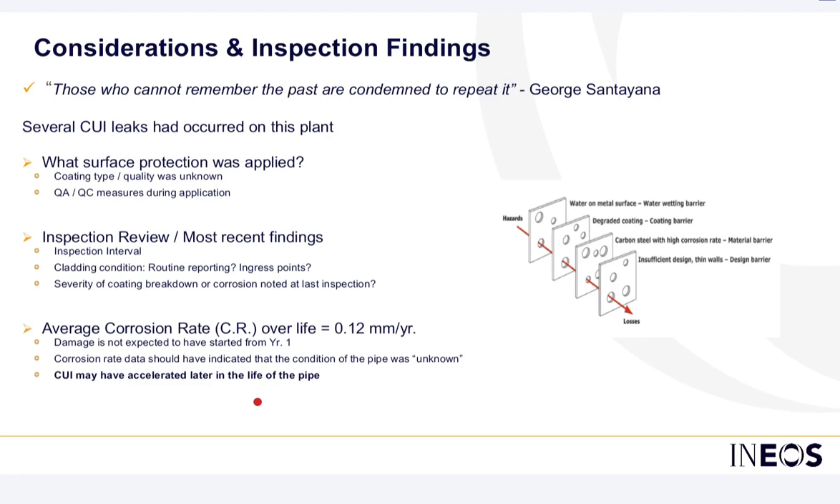So it meant that the pipe existed for some time, and later on, CUI started to take off in terms of rate. So the corrosion rate should have been much greater at its peak, much greater than 0.1 millimeters a year. So establishing what the boundaries should be for acceptability is key. Understanding what the barriers are to prevent CUI would have helped in mitigating this leak.